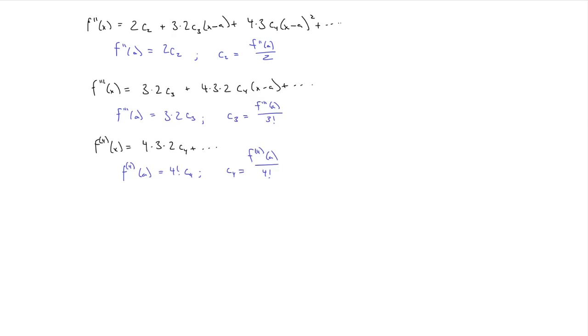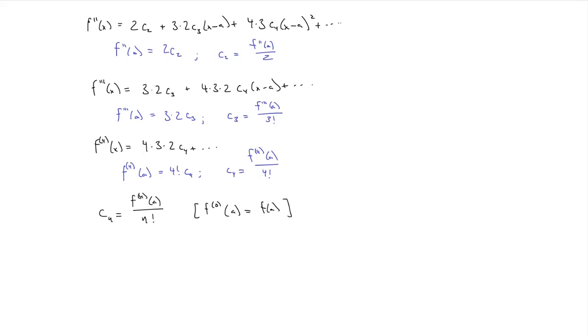And after you take the third derivative and evaluate it at a, you get that f triple prime of a is 3 times 2 times c3. So c3 is f triple prime of a divided by 3 times 2. And 3 times 2 is 3 factorial. You can think of it as 3 times 2 times 1. Similarly, you take the fourth derivative and you get the fourth derivative evaluated at a is 4 factorial, 4 times 3 times 2 times 1 times c4. So c4 is the fourth derivative evaluated at a over 4 factorial.